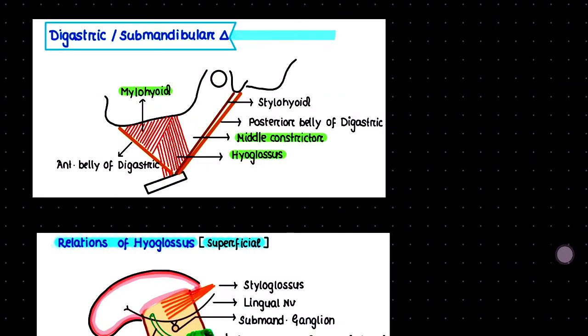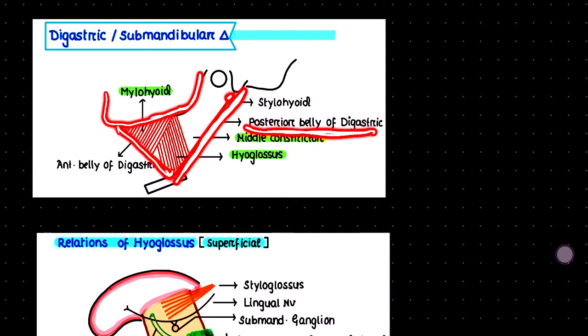Now let's talk about boundaries. What is this? This is our mandible. Above, we have the lower border of the body of the mandible. Okay, let's talk below and behind. Now talking about behind, we have this. What is this? This is the posterior belly of digastric, if you remember, posterior belly of digastric.